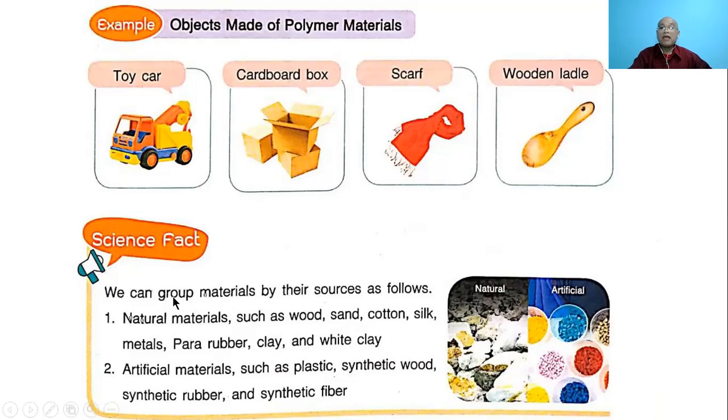Science fact. Now, we can group materials by their sources as follows. This is natural, this is artificial. Natural materials are such as wood, sand, cotton, silk, metals, para rubber, clay, and white clay. Artificial materials are such as plastic, synthetic wood, synthetic rubber, and synthetic fiber.